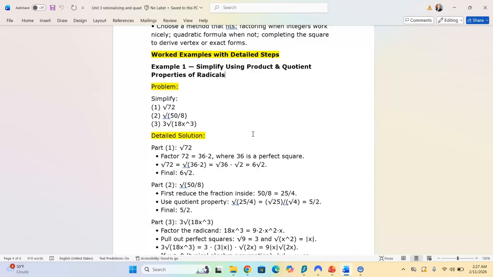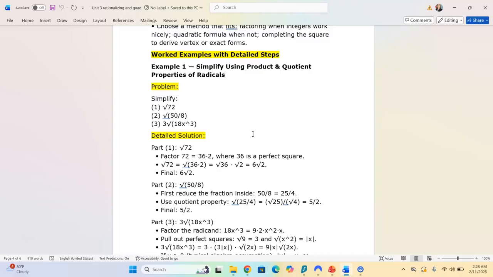So how do we simplify the square root of 72? How do we simplify the square root of 50 over 8? How do we simplify 3 times the square root of 18x to the third power? Well, let's look. The first thing you're going to do is part 1.